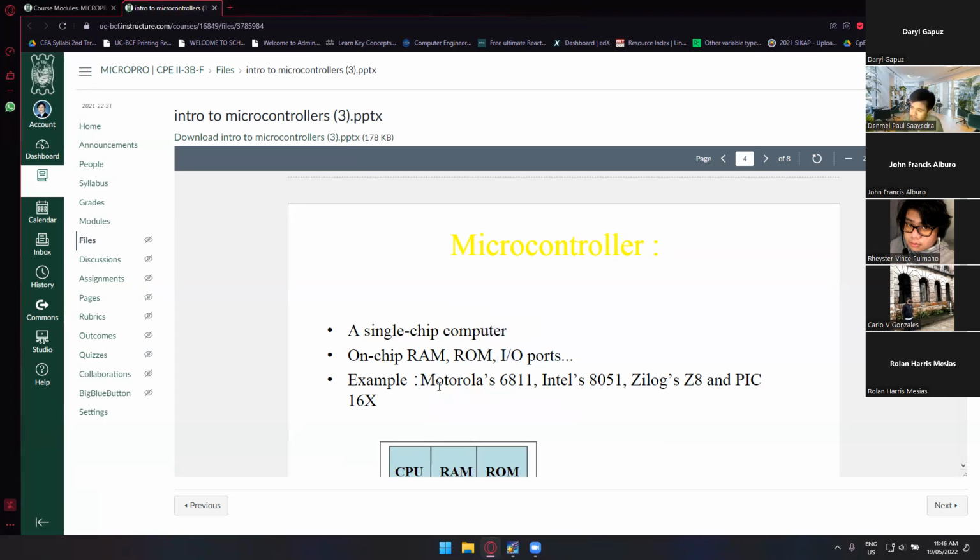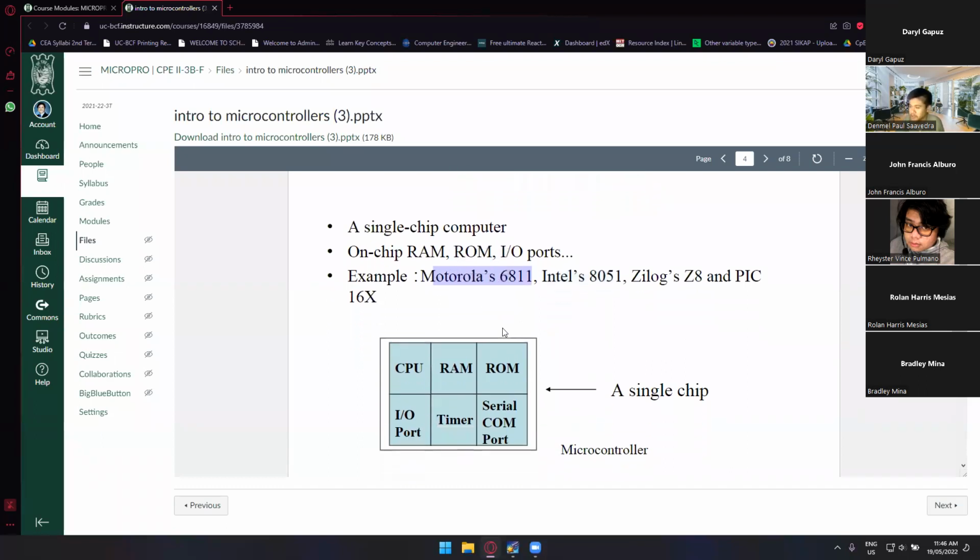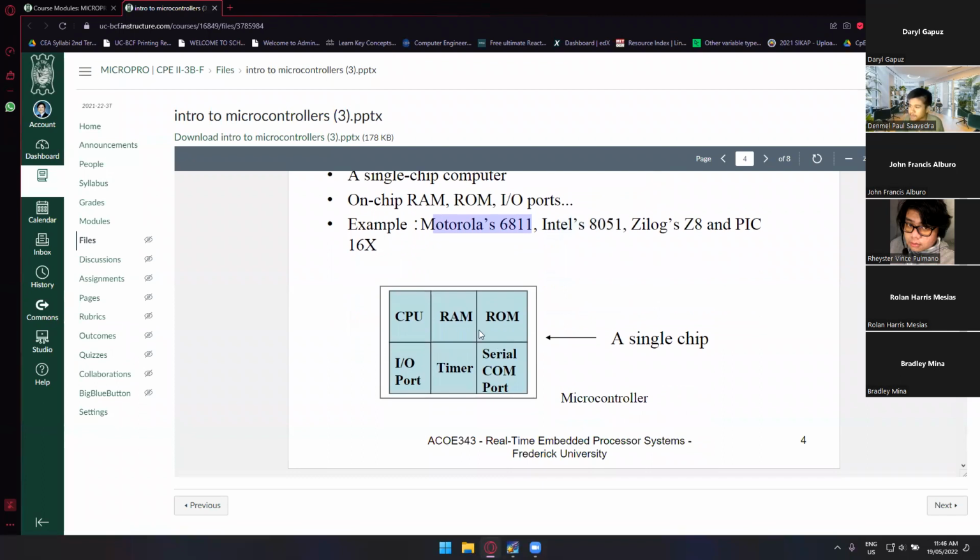Okay, so here are some examples of microcontrollers. We have here the Motorola 6811, Intel's 8051, Zilog's Z8, and PIC 16X. Okay, so if you guys would like to learn more about these microcontrollers, feel free to search them on the internet. Okay, so this is a single chip which has a CPU, RAM, ROM, input, output, the timer, and then the serial COM port. So again, this comprises these six parts to make one microcontroller.